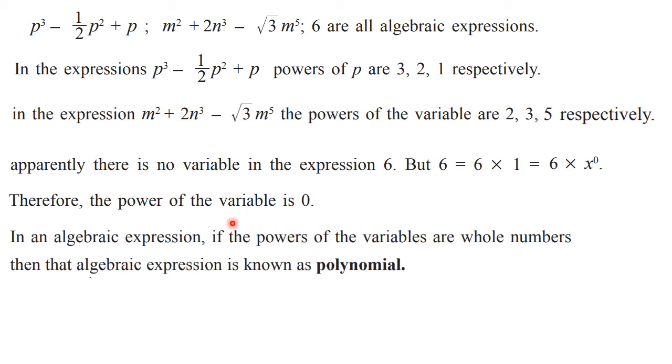Now we will try to understand what is a polynomial by using these algebraic expressions. A polynomial is an algebraic expression in which all these powers are whole numbers. See, you can see 3, 2, 1, 3, 2, 3, 5 and 0 here. They are whole numbers. That means all numbers are 0 or positive. Fractions also are not allowed. So a polynomial is an algebraic expression where the powers of the variable are whole numbers.